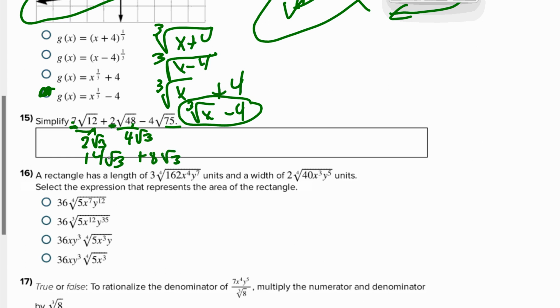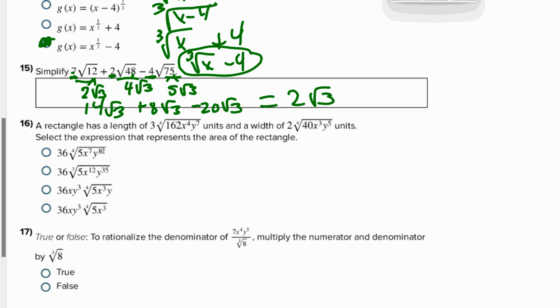So notice how those both have root 3's in them, so then we can add them. And then 75 breaks down by 25, 5 root 3, but that negative 4 is on the outside. So negative 4 times 5 is negative 20, so 20 root 3. So even though we couldn't from the beginning, since we broke them down, now they all have root 3's. Now we can add and subtract them. So 14 plus 8 is 22. 22 minus 20 is 2, so 2 root 3 is our answer.